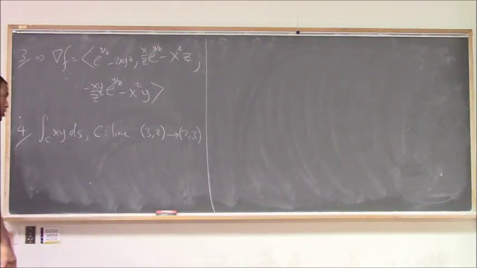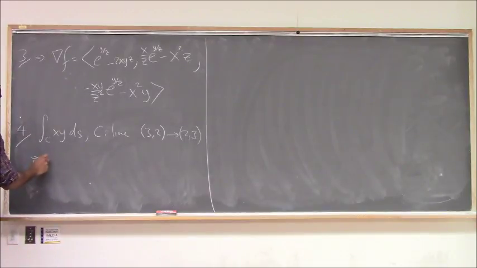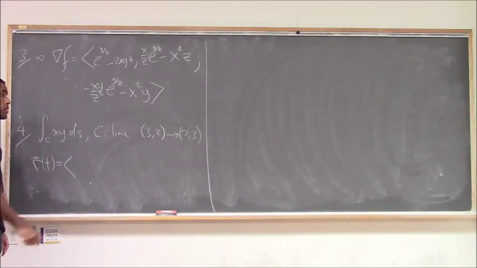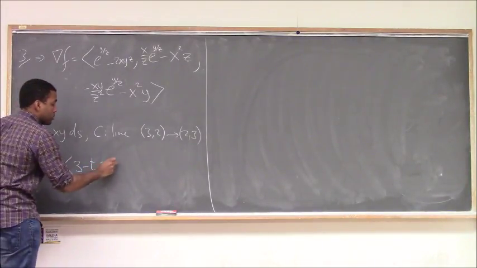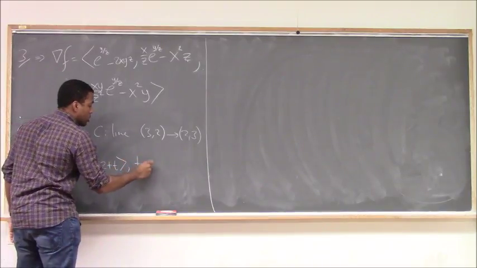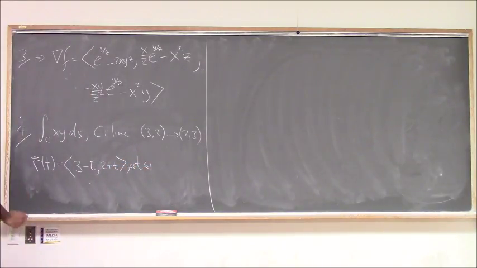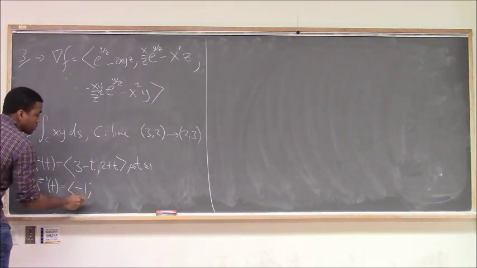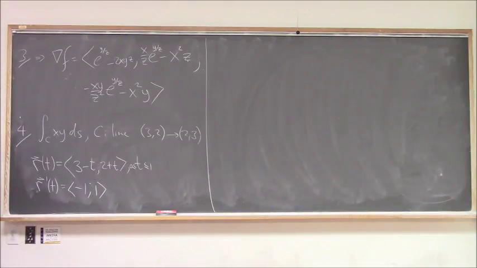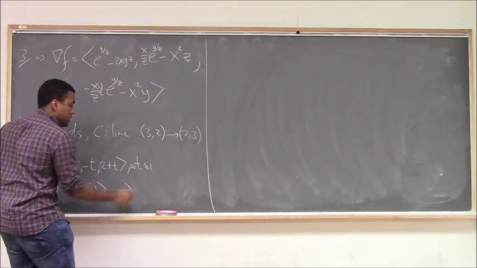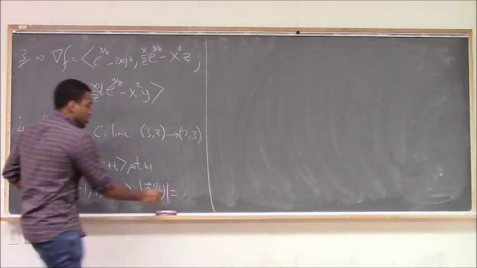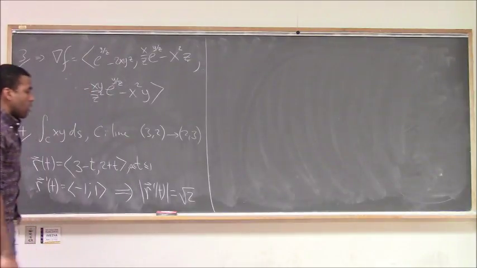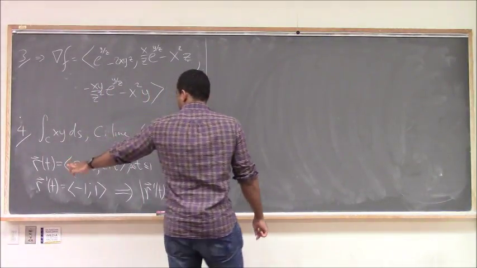So what do we do? What was the first thing we did? Parameterize. So you find your r of t, which is going to be in this case 3 minus t, and then 2 plus t, t goes from 0 to 1. And so you can find your r prime of t will be negative 1, 1, which means that the magnitude will be square root of 2, just radical 2. There we go. And then the integral of, and then we're going to plug those in now.